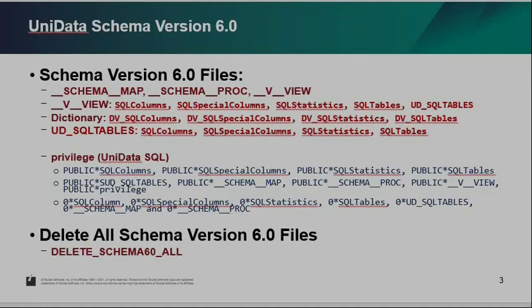In this video, I am specifically talking about UniData schema version 6.0. It has many very important system schema files, so if any one is missing, the schema might not work or might be corrupted. Another very important one is the privilege file. For UniData, if the privilege file permission is not set correctly, you will definitely get an access denied error.